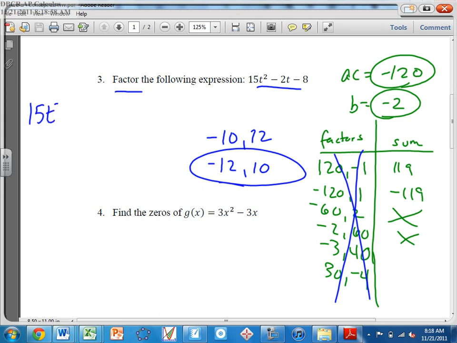15t squared minus 12t plus 10t minus 8. Now, please remember, it does not matter if I switch these two. You get the same answer, and you better get the same answer. Because the math doesn't make sense if not.